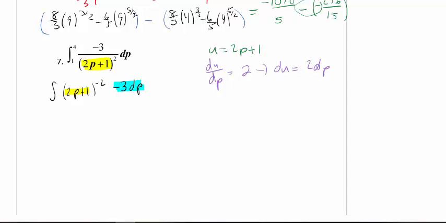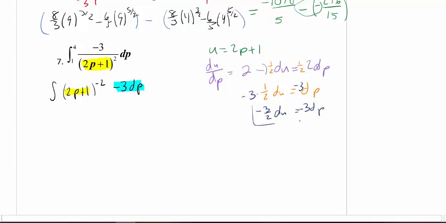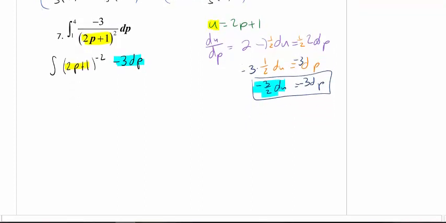Okay? I have a 2 there, so I need to get rid of that 2. So I'm going to do this in 2 steps. I'm going to multiply both sides by 1/2. And then looking at this, I would need to multiply both sides by a negative 3 to get that value that I have. So I have a negative 3/2 du equals a negative 3 dp. That's my substitution. It's a little bit more complicated than we're used to. So this is what matches our blue. This is what matches our yellow.